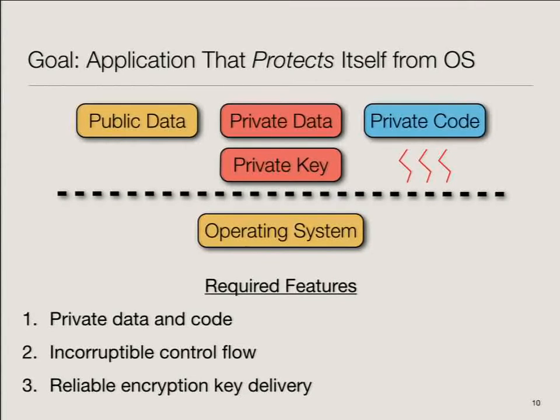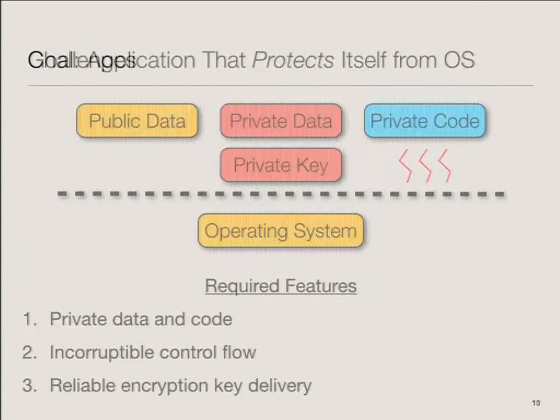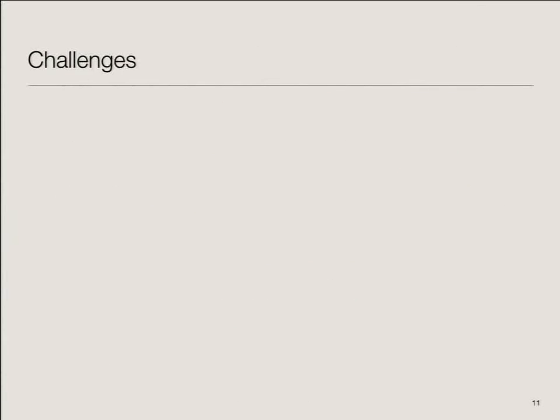Because if the operating system kernel is involved in that process, it can change the encryption keys, it can read the encryption key values, thereby defeating the purpose of having the application encrypt its data when it sends it to the operating system to begin with. So these are the three things that we need. How hard could it be?